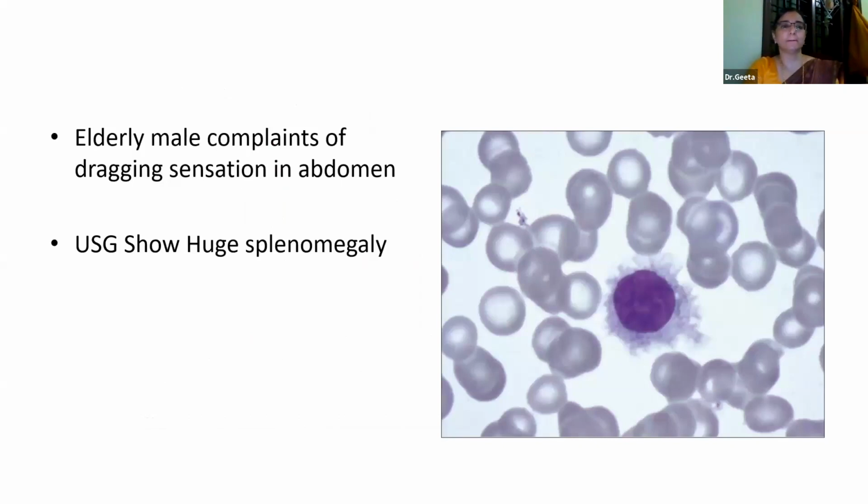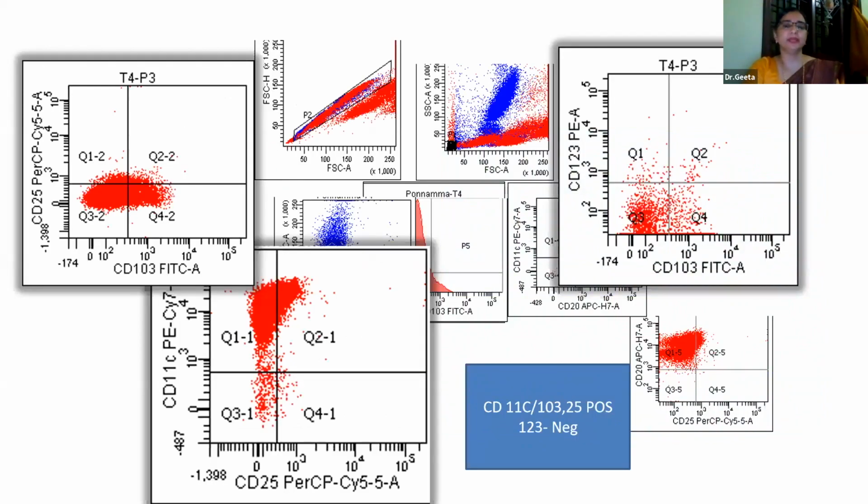So this is from an elderly patient who's got dragging sensation in the abdomen with huge splenomegaly, and these are the typical hairy cells present in the peripheral blood. So these cells are again B cells which express bright CD45, CD20 positive, and they also express markers like CD11c, CD103, and they should ideally express CD123 also. So herein we have a B cell population which has CD11c, 103, 25 and negative CD123.